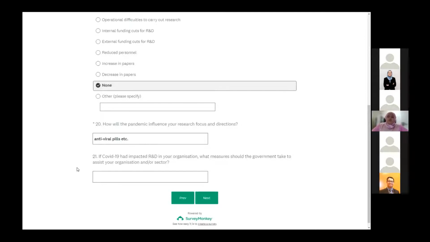Question 21 can be omitted or skipped because there is no asterisk, but it can help by giving your opinion on what measures the government should take to assist your organization and sector.